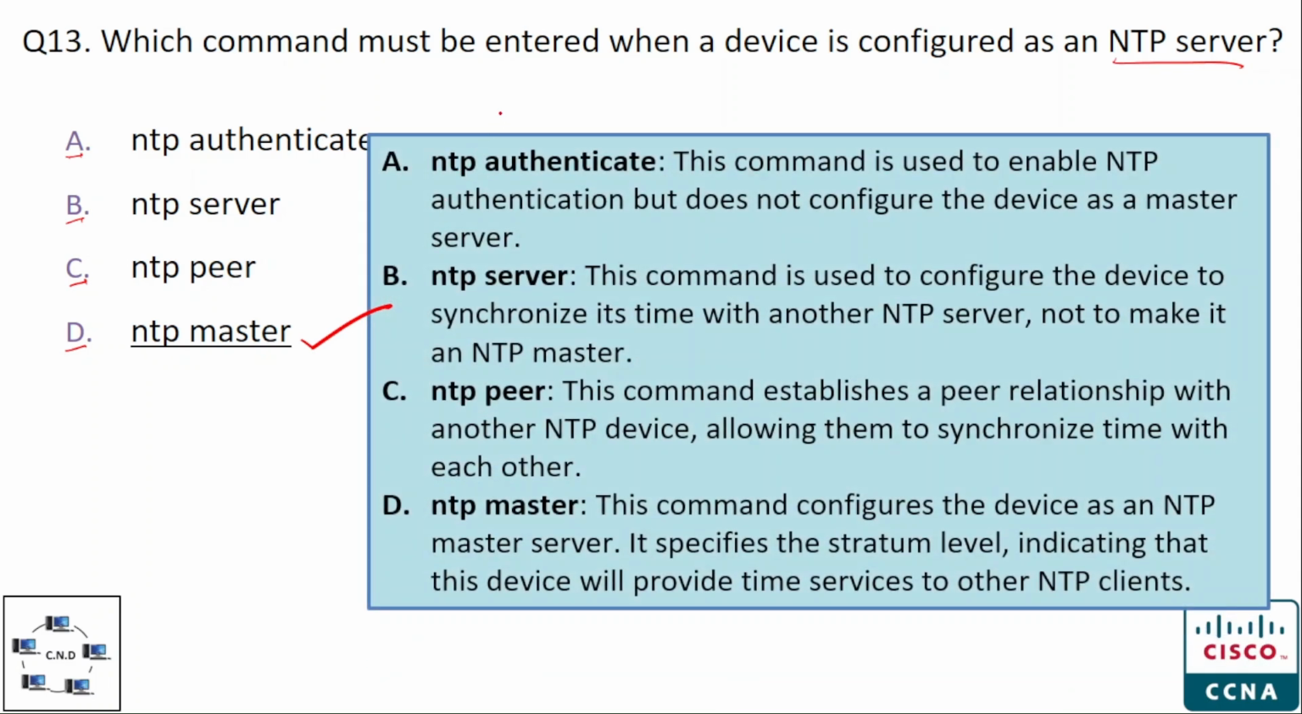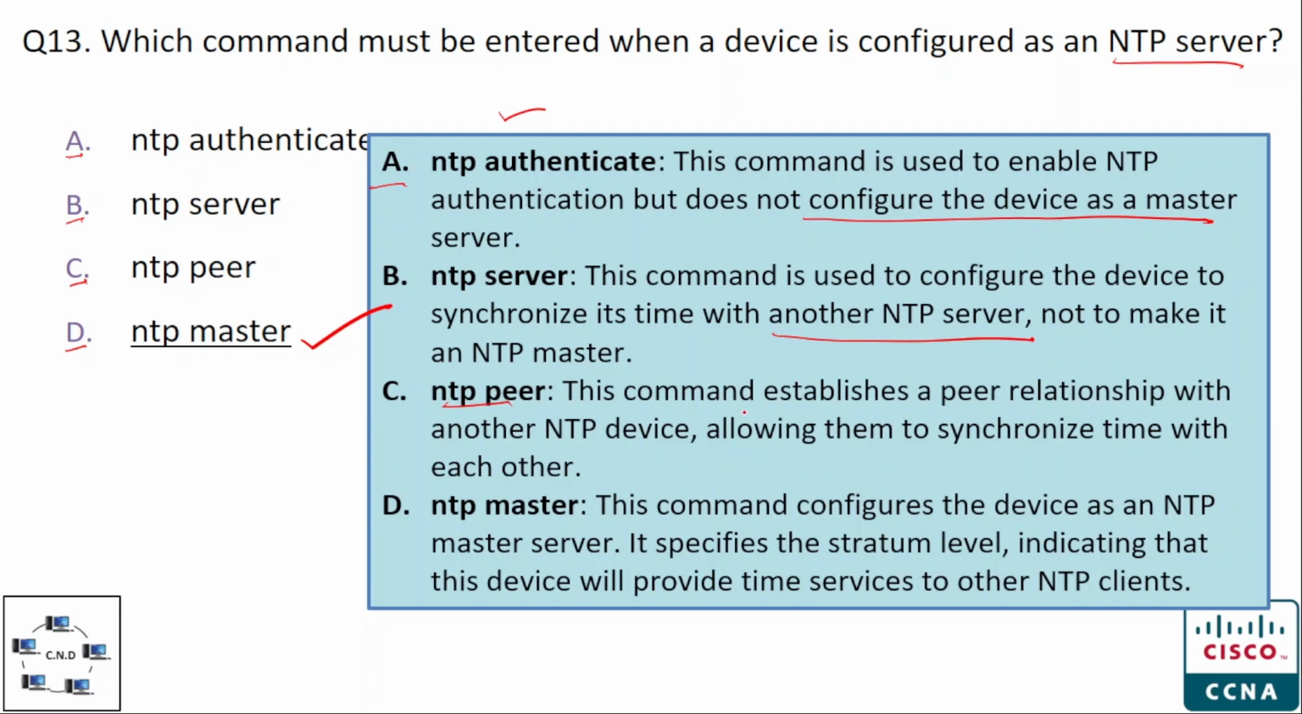So this is the explanation for all the options. Option A, NTP authenticate: this command is used to enable NTP authentication but does not configure the device as a master server. Option B, NTP server: this command is used to configure the device to synchronize its time with another NTP server, not to make it an NTP master.